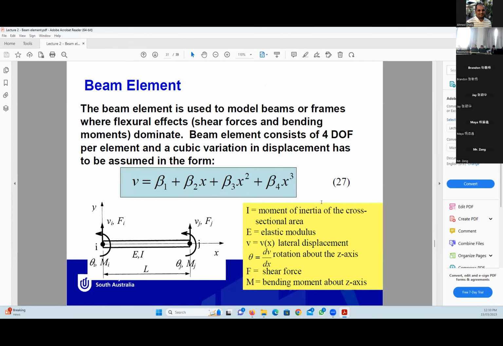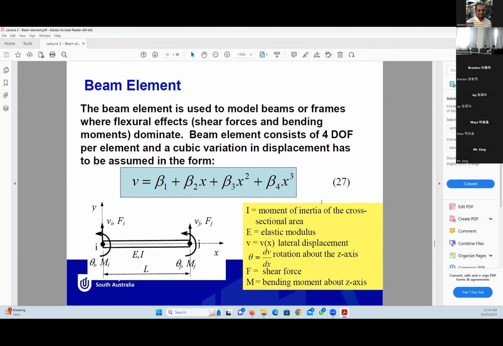And now we get into the beam element. For the beam element, we also need to use the shape function N to find the nodal displacement of the beam element. Okay, so the shape function here will be a little bit more complicated than for the bar element, because we have more degrees of freedom at each node. As you can see here, the beam element is used to model beams or frames with flexure effect. As you know, the flexure effect includes the shear forces and the bending moment.